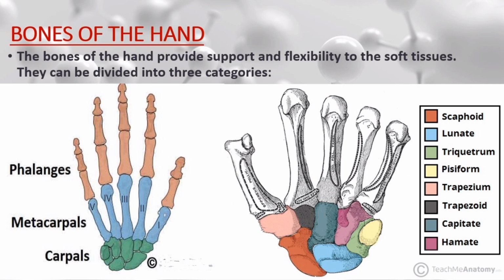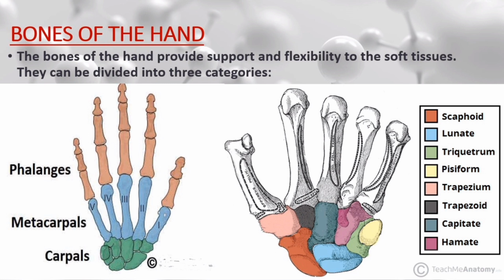The carpal bones are a group of 8 irregularly shaped bones. They are organized into 2 rows, proximal and distal. Proximal row from lateral to medial includes scaphoid, lunate, triquetrum and pisiform. Distal row from lateral to medial includes trapezium, trapezoid, capitate, hamate. Proximally, the scaphoid and lunate articulate with the radius to form the wrist joint, also known as the radiocarpal joint.